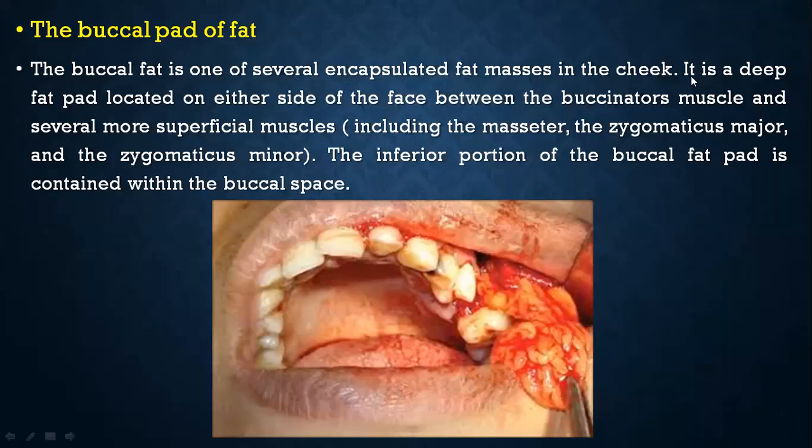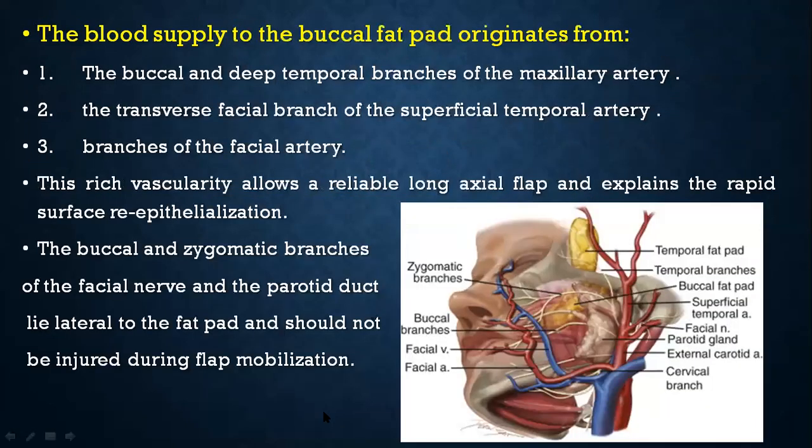That gives a good look to the face also. The inferior portion of the buccal fat pad is contained within the buccal space. The blood supply to the buccal fat originates from the buccal and deep temporal branches of the maxillary artery. Now, the maxillary artery is a branch of the external carotid artery, and from the transverse facial branch of the superficial temporal artery. The superficial temporal artery is also a branch of the external carotid artery, and branches of the facial artery. So, the facial artery is also a branch of the external carotid artery.